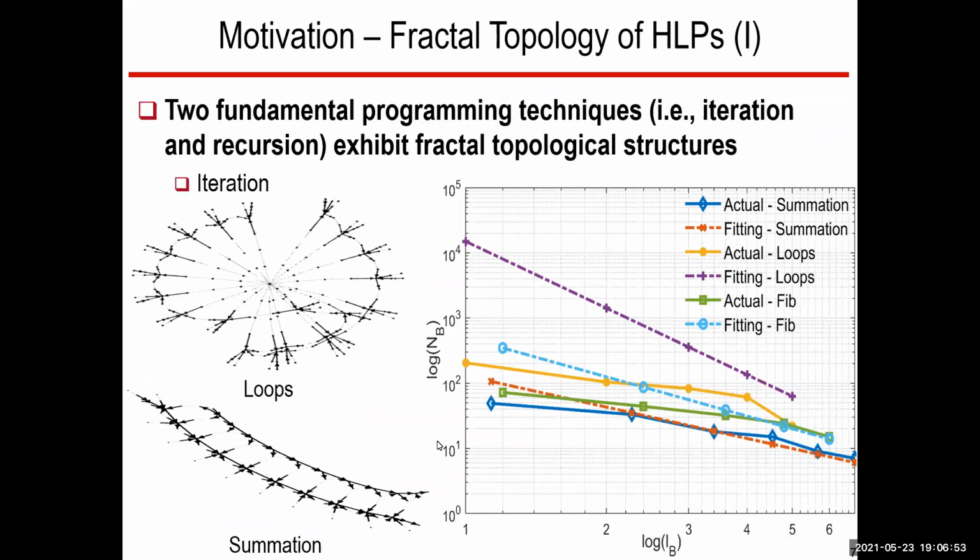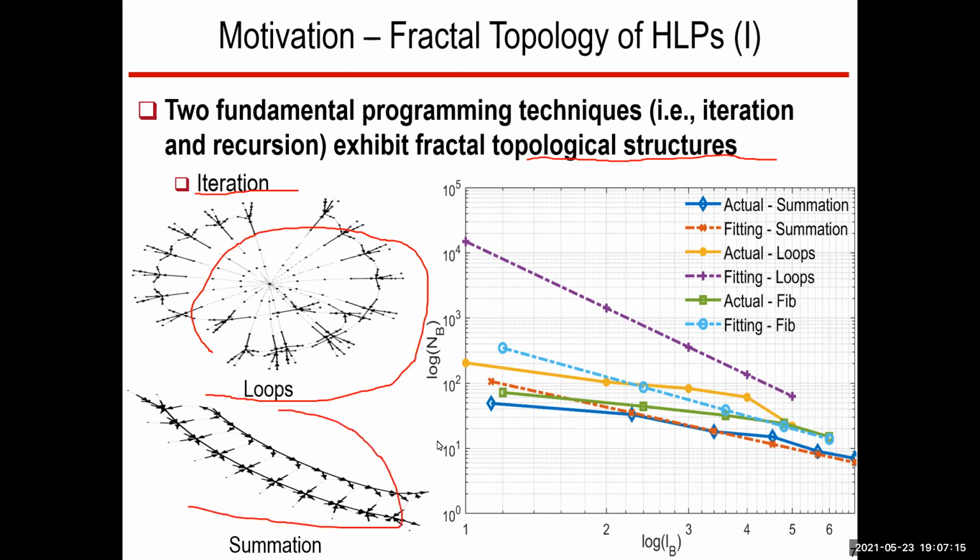Next, we are going to understand that programs have their own topological structures, which exhibit self-similarity. One example is iteration. We can see that we have two different structures. This is the star structure and this is the mesh structure, depending on how iterations are implemented.